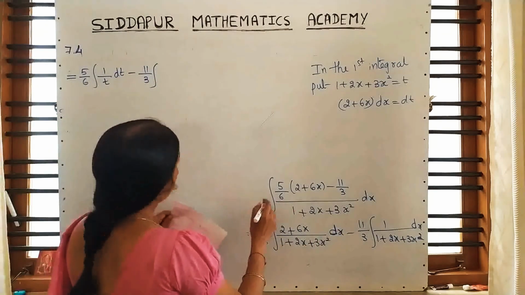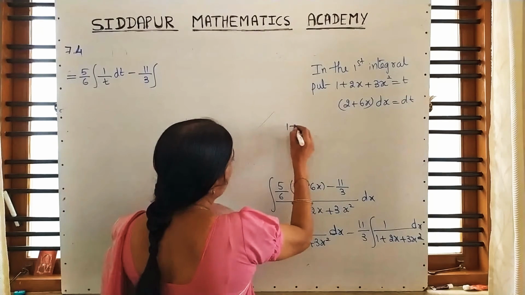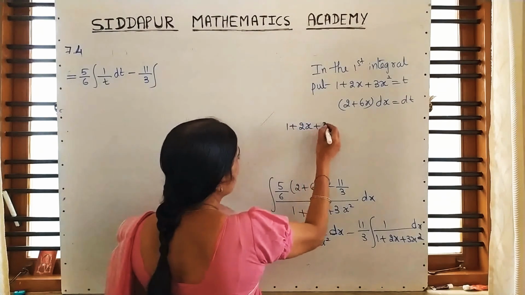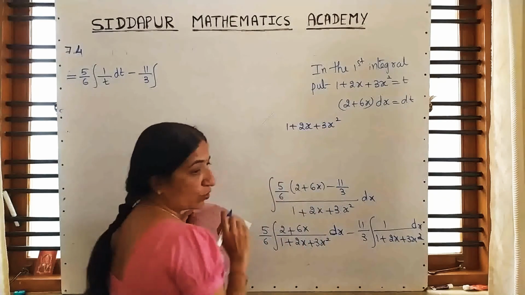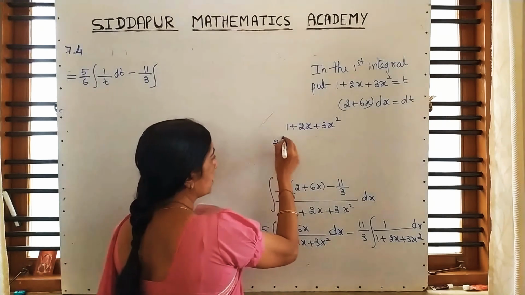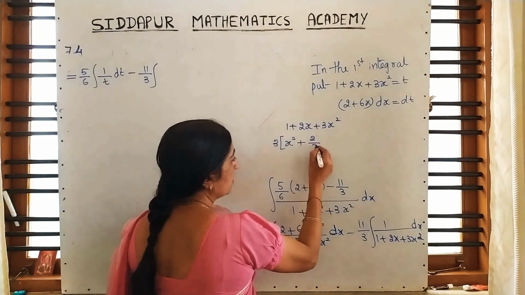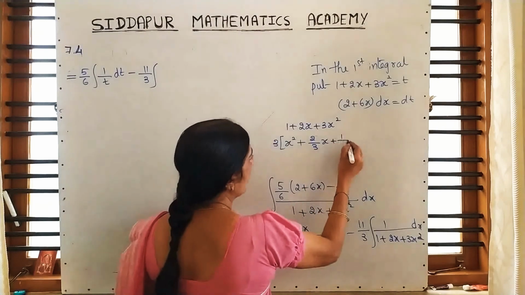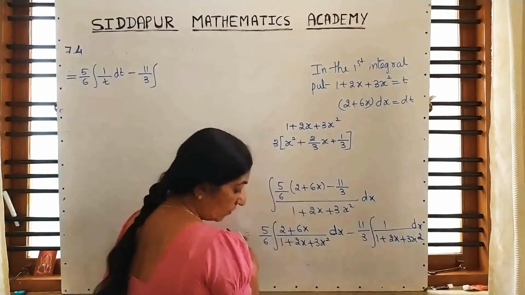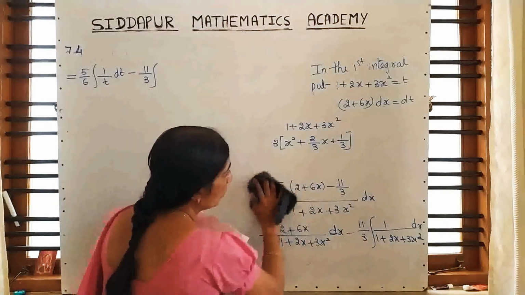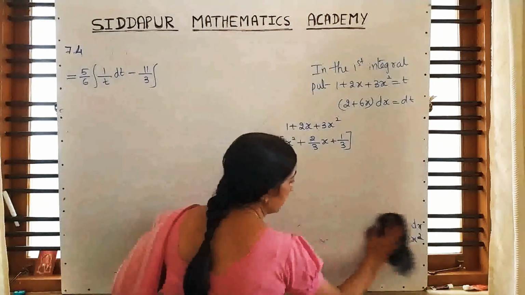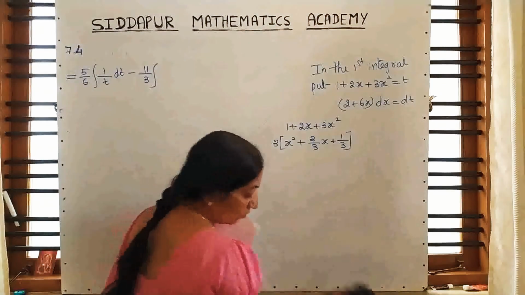Make it a perfect square. 1 plus 2x plus 3x square. Here x square coefficient is 3. Take 3 common because we have to make it 1. Now it is x square plus 2 by 3 x plus 1 by 3. See, what is the coefficient of x? Coefficient of x is 2 by 3. Half of that is 1 by 3.